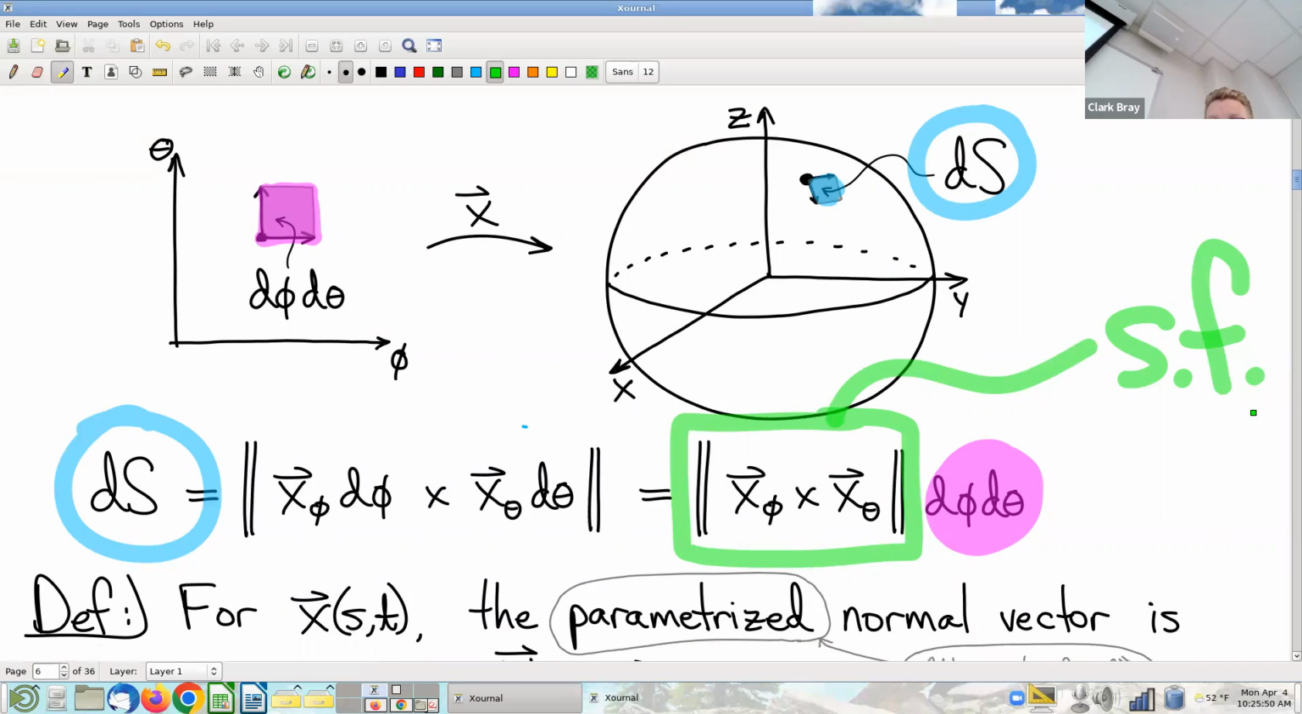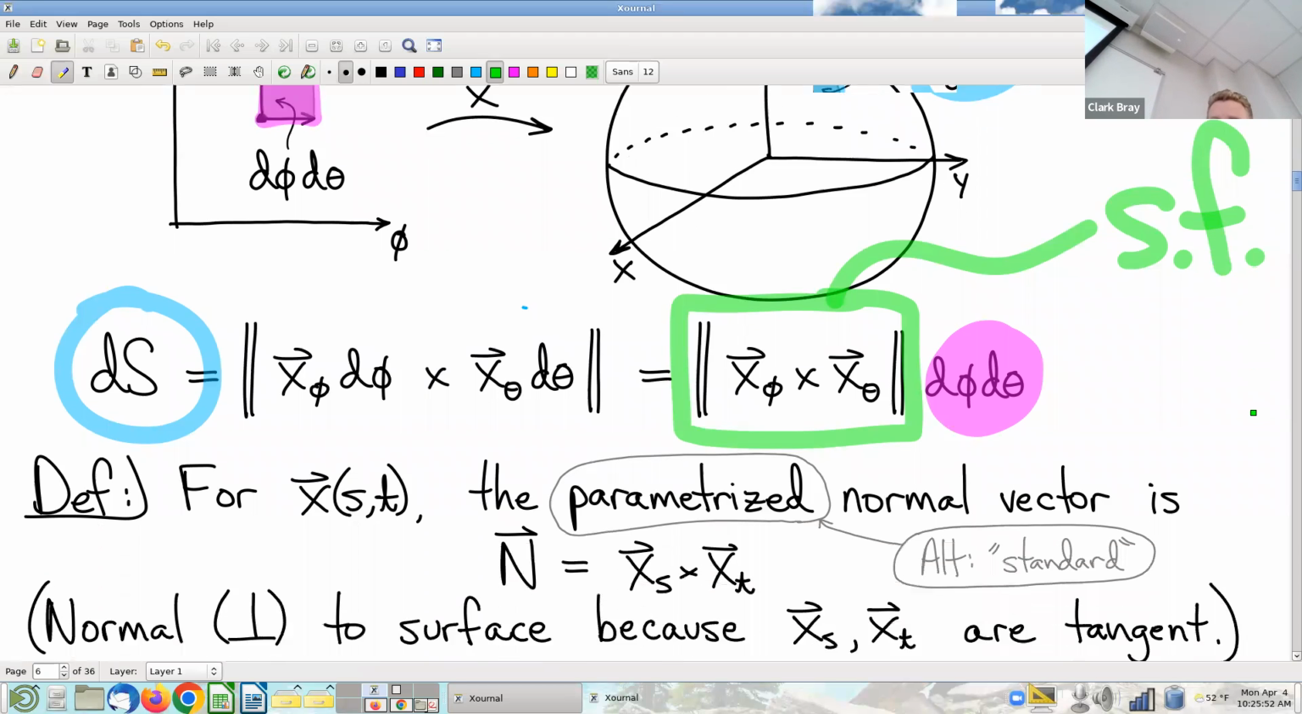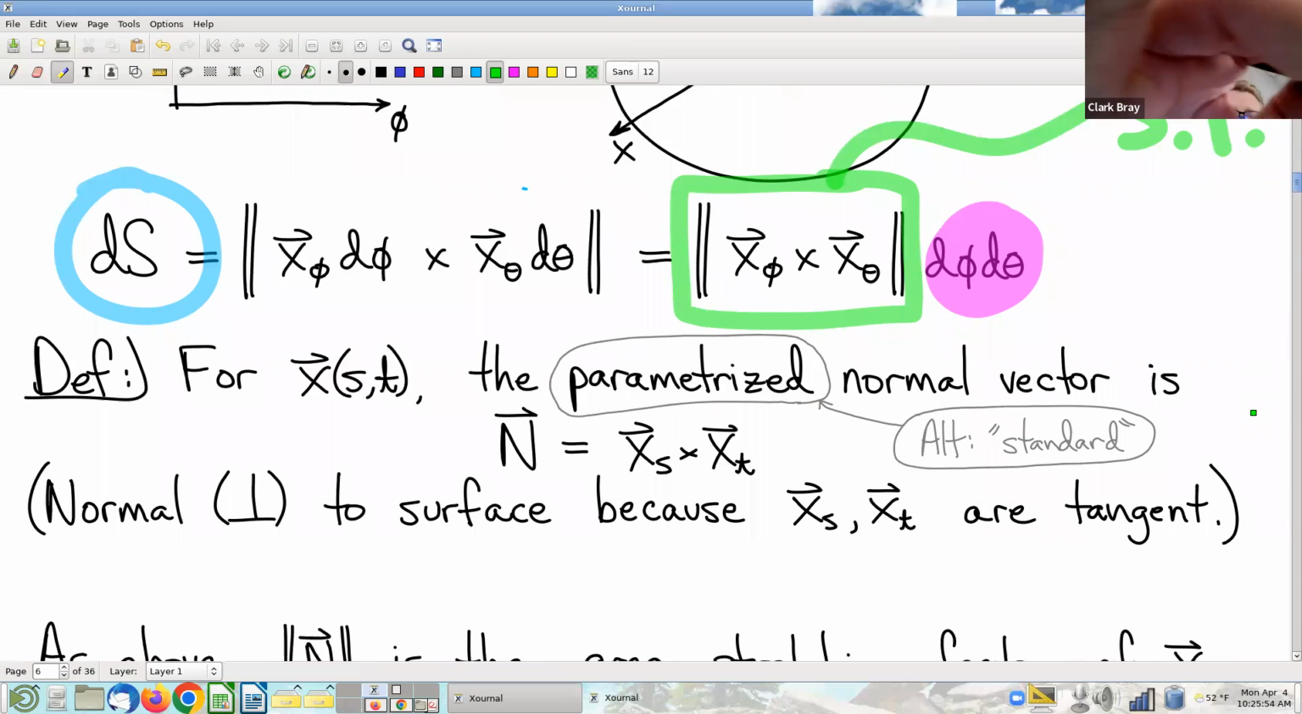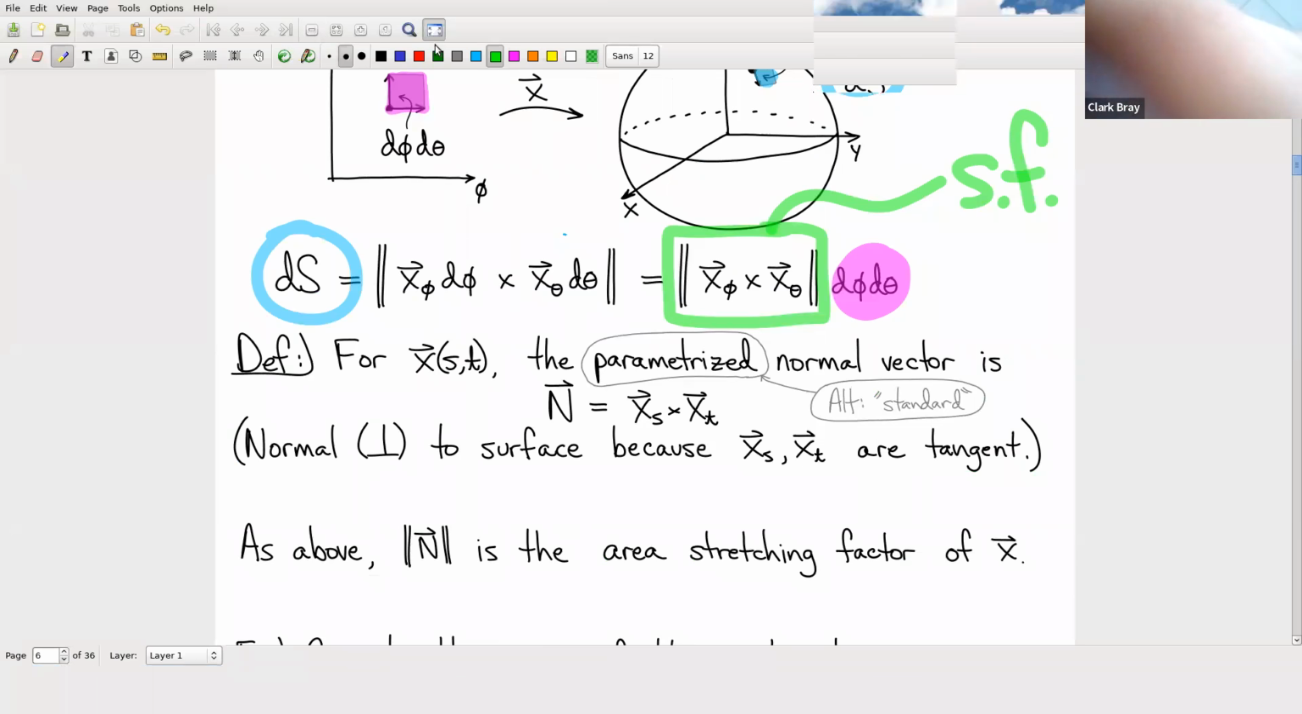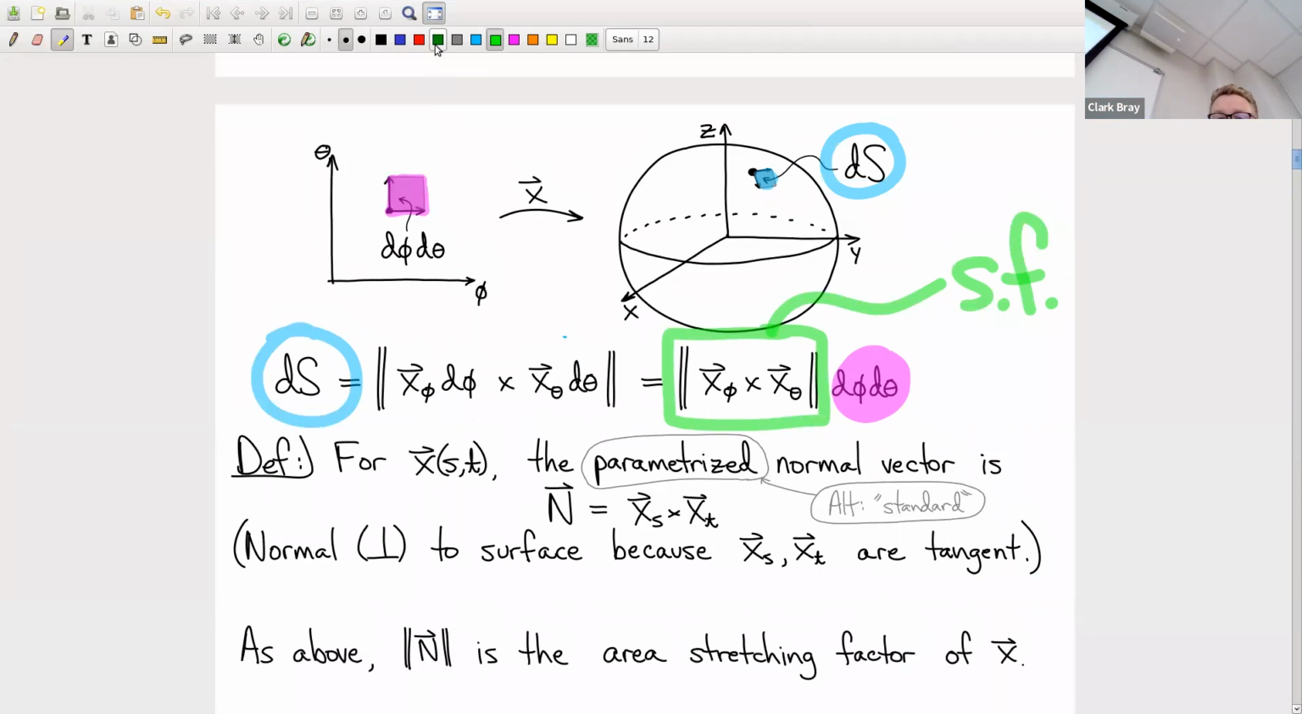All right. So now there's a notational point here. I'm going to zoom out here so we can see better. The vector whose magnitude is the stretching factor, this thing right here, we're going to give that a name. We're going to call that capital N. It's very convenient to just have a single name for it, so I don't have to constantly be writing down that formula. So this is called the parametrized normal vector.